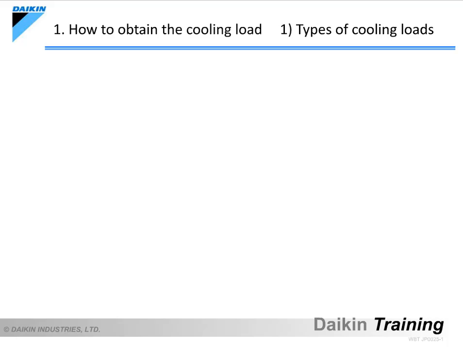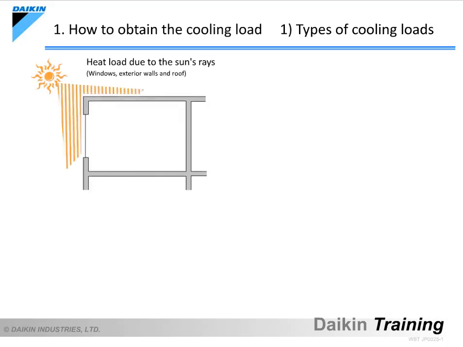There are 4 types of cooling loads. The first type is the heat load caused by the sun's rays. The roof and exterior walls of a building heat up when they receive direct sunlight. This heat then enters the inside of the building. Sunlight can also enter a building through the windows on the exterior walls.